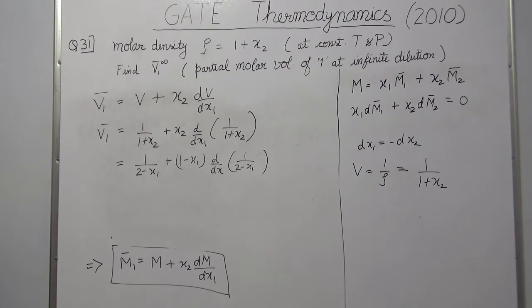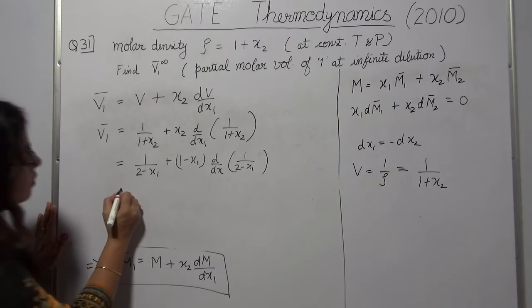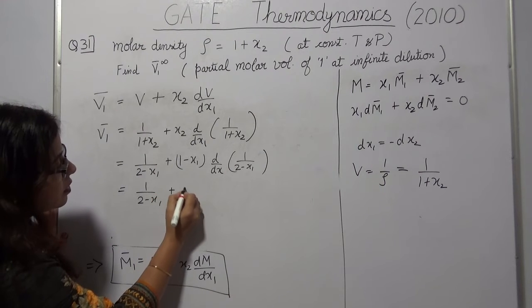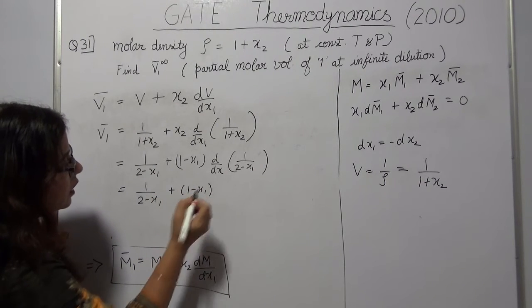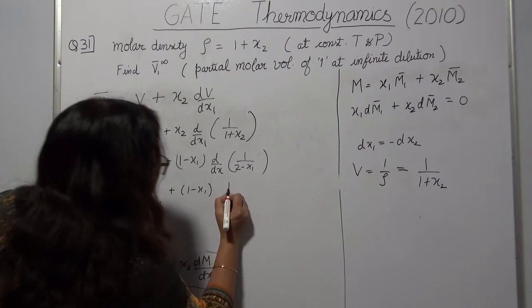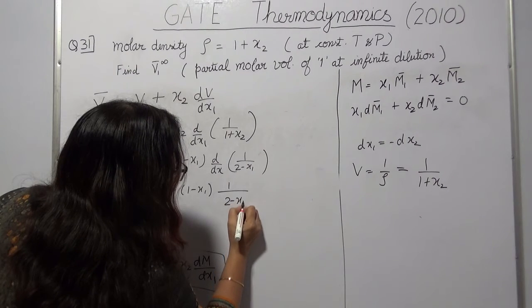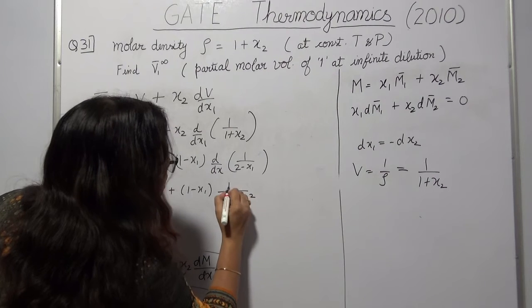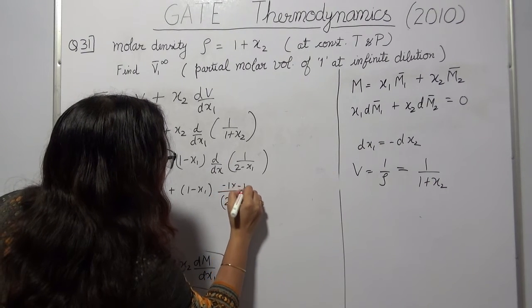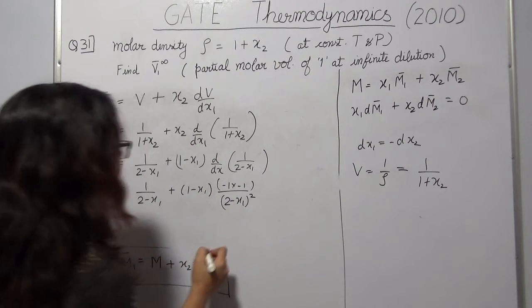This derivative is very simple. Do it. So this term will come as it is, plus 1 minus x1. Now take the derivative of 2 minus x1. What you get is 1 upon 2 minus x1 square, and it will be multiplied twice with minus 1, so that will cancel.